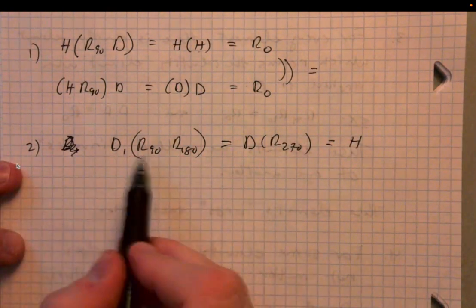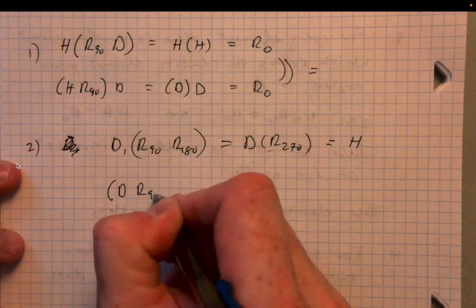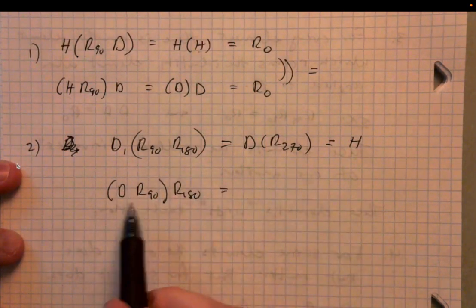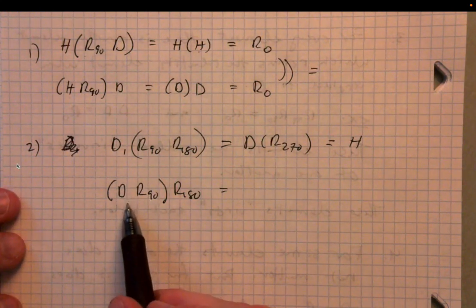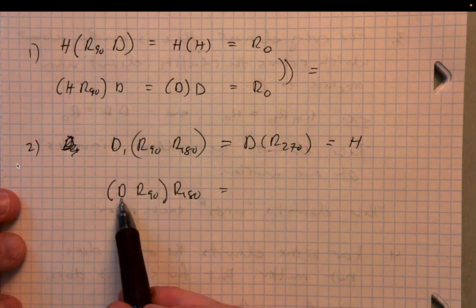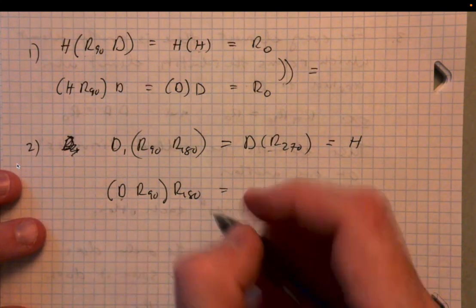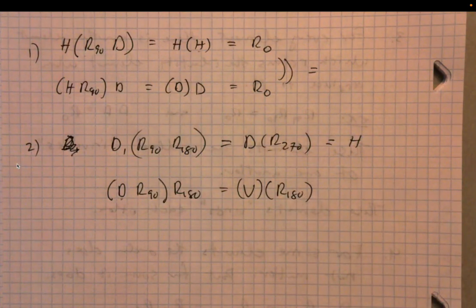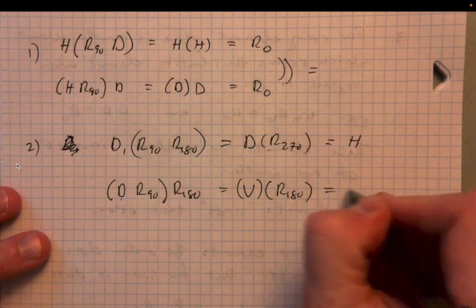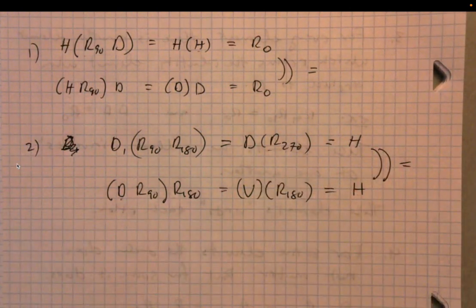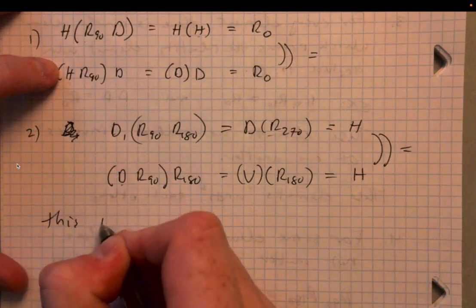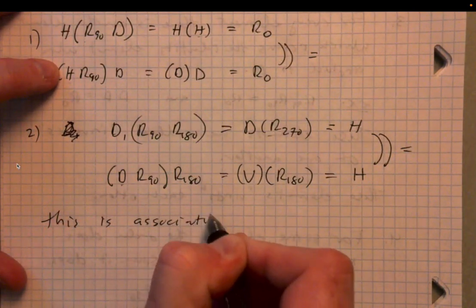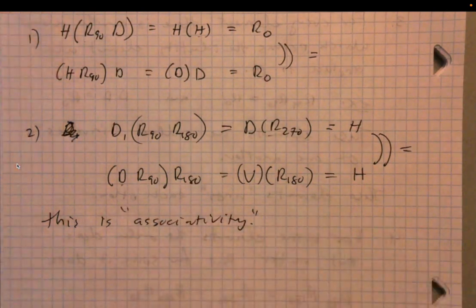Okay, now what if I do the D and the R90 first instead? A 90-degree rotation followed by a diagonal flip gives you a vertical flip. And a vertical flip composed with an R180 gives you an H. And so again, equal. All right, very good. So this is the associative property, associativity, which we will have heard of.